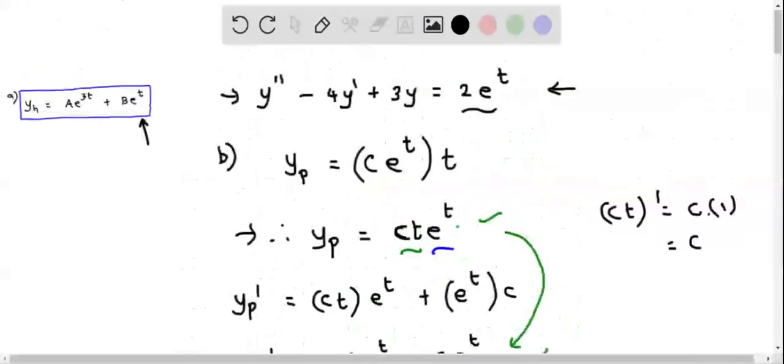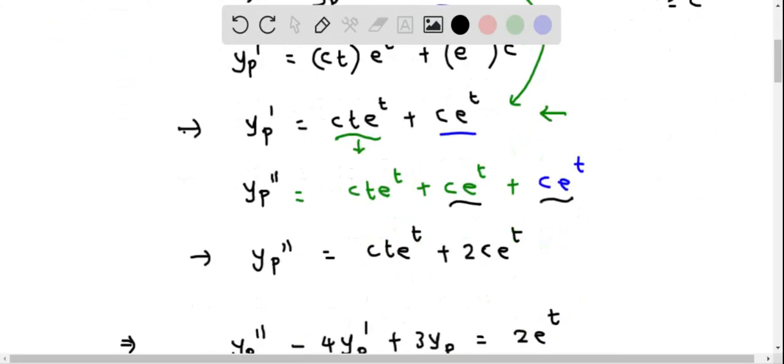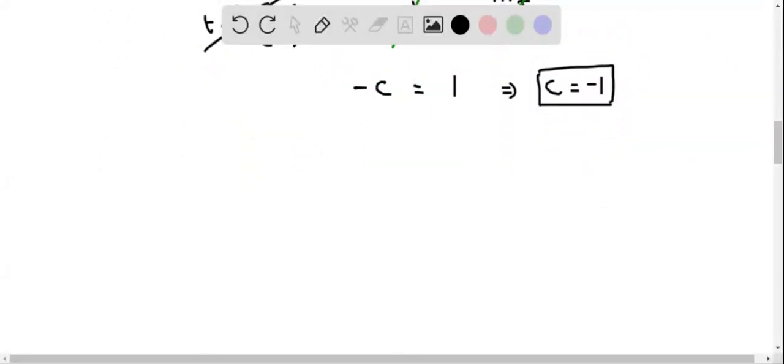And this means we can write down the particular solution by substituting into this equation. So therefore, we have yp, which represents the particular solution of the non-homogeneous differential equation. And this equals negative t e power t. This is the particular solution.